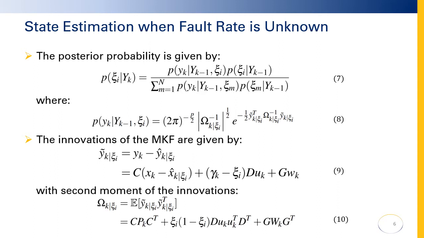By expanding Bayes' rule, we can calculate the posterior probabilities recursively, where this term is the previous value of the posterior. Here, P represents a probability density function, xi is the ith hypothesis of the unknown parameter, n is the number of hypotheses, lowercase yk is the measurement vector at time k, and capital Yk is the set of all measurements up to time k. To simplify the calculation of 7, we can assume Gaussian distributions as in 8. Here, the small p is the dimension of the measurement vector yk, tilde yk conditioned on xi represents the innovations sequence for the ith filter, given by 9, and omega k conditioned on xi is the second moment of the innovations sequence of the ith filter, given by 10.